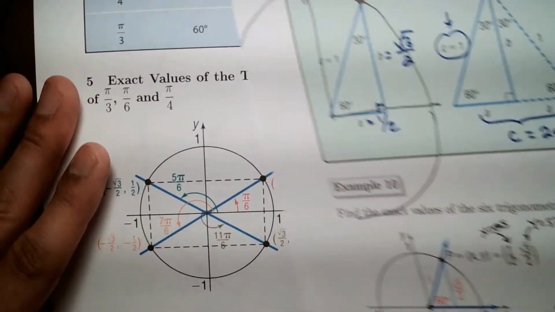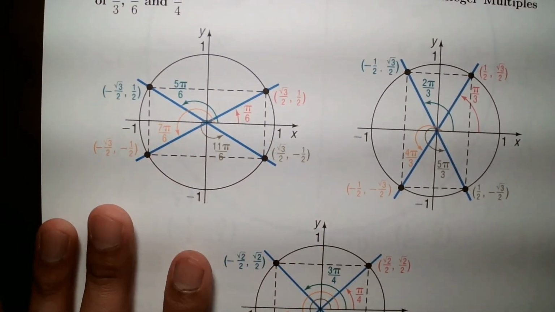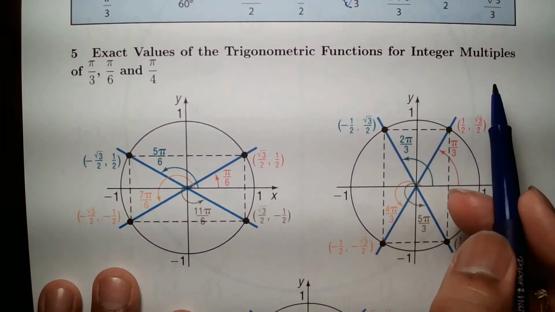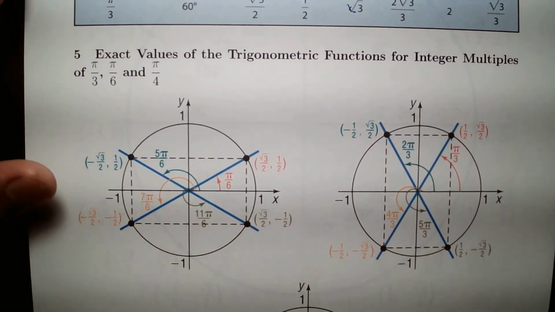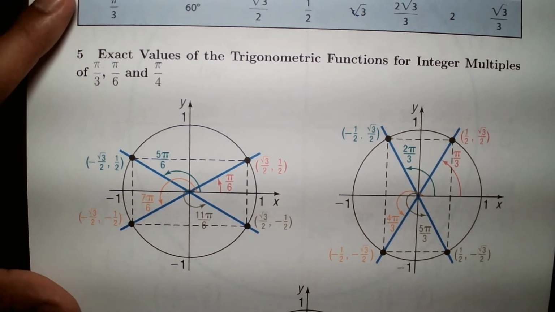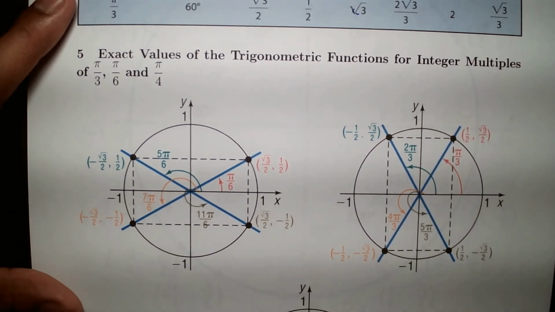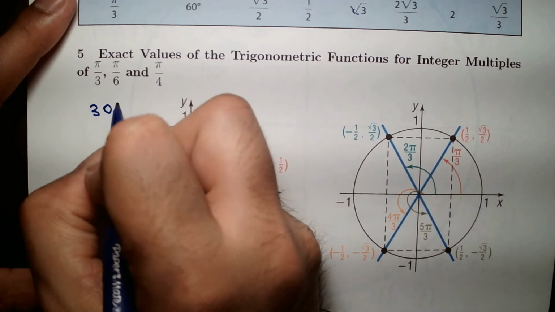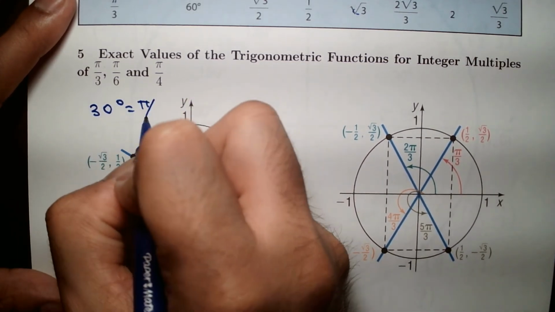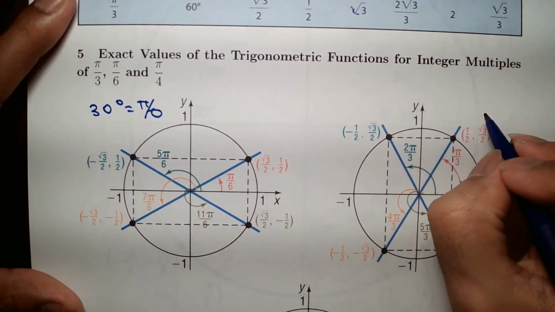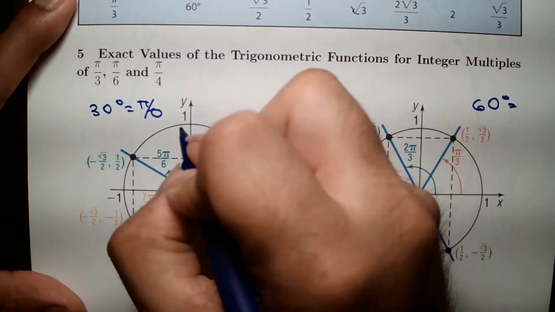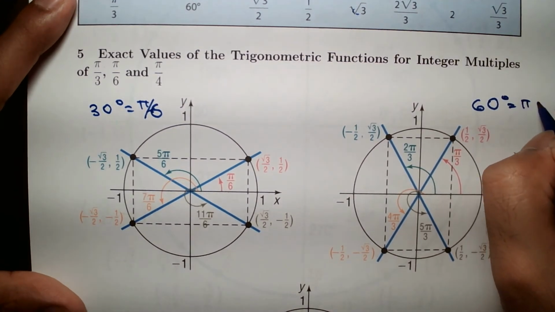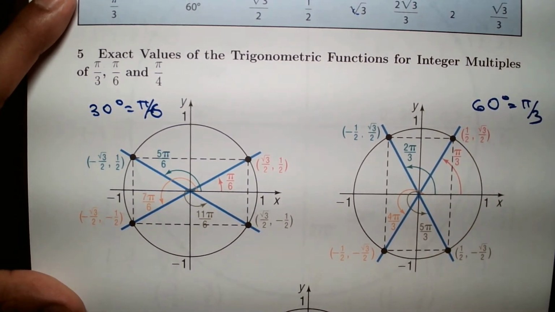However, we are going to be in the need of finding the values of the trigonometric functions for multiples of, in this case, pi over 6, which is a 30-degree angle, pi over 3, the 60-degree angle, and the 45-degree angle, which is pi over 4.